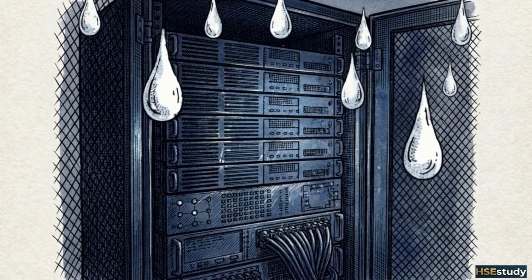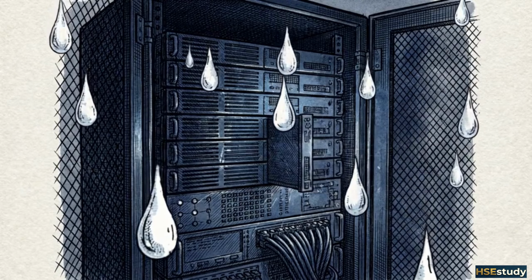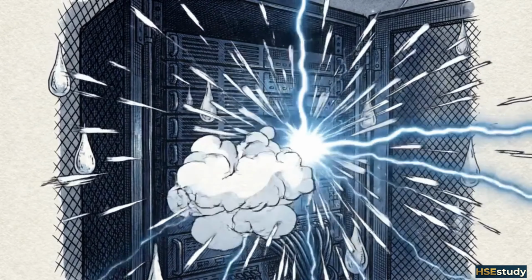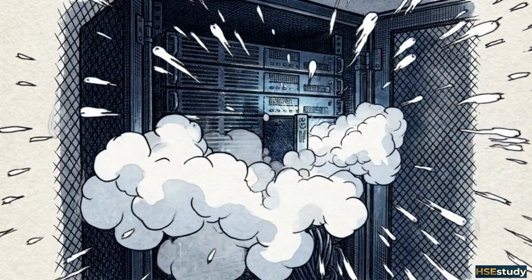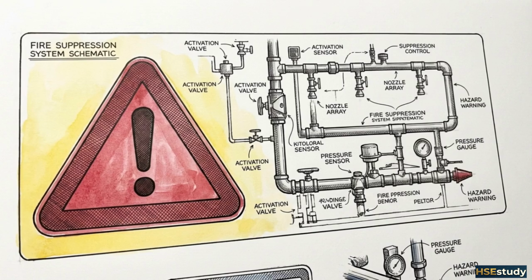A standard water sprinkler deploying over a server rack triggers a secondary emergency. Water introduces conductivity to high-voltage environments, causing catastrophic short circuits. This video is for educational purposes. All fire suppression design and interaction must follow NFPA 2001 and the guidelines of your local authority having jurisdiction.